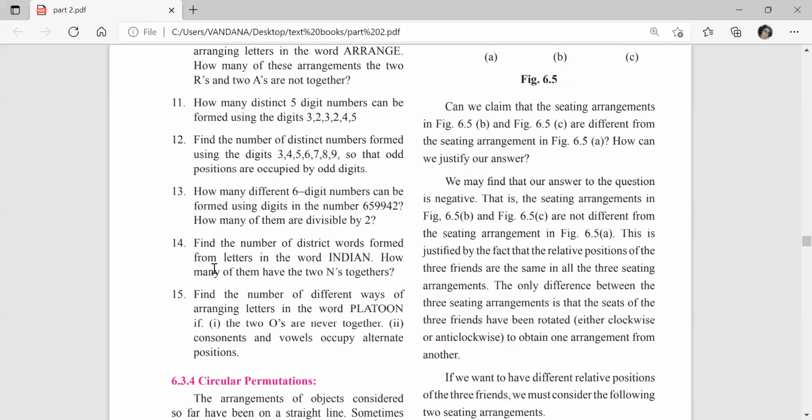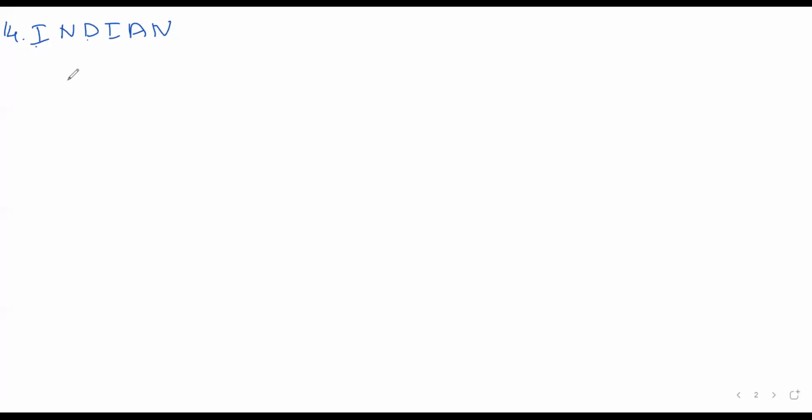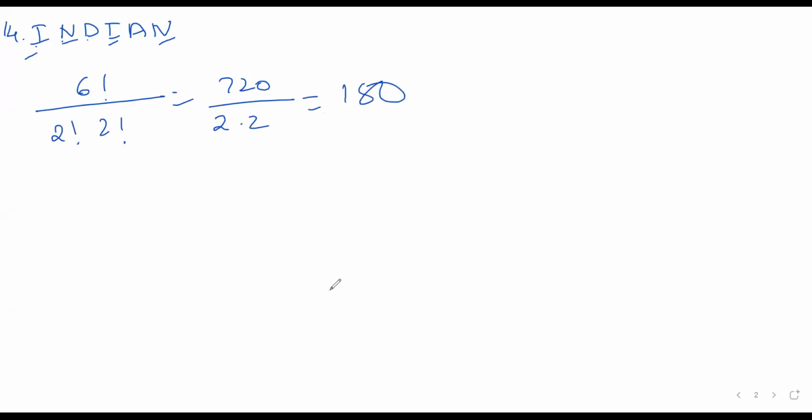How many of them have 2 N's together? First, in how many ways can we arrange them? 1, 2, 3, 4, 5, 6. 6 letters can be arranged in 6 factorial. But N and I are alike, so it is 2 factorial, 2 factorial. 720 divided by 2 into 2. This will be 180.